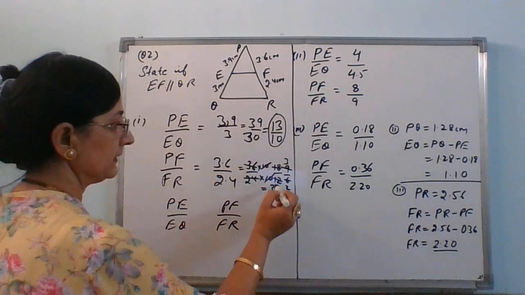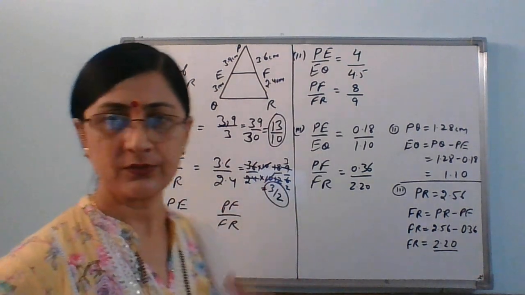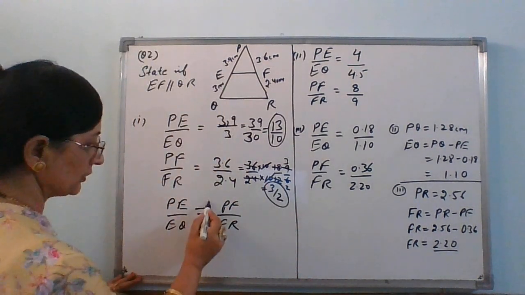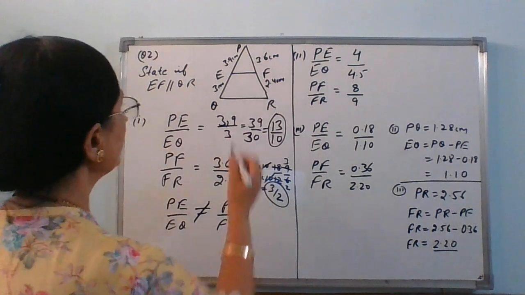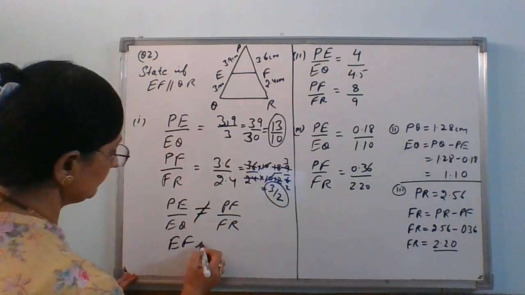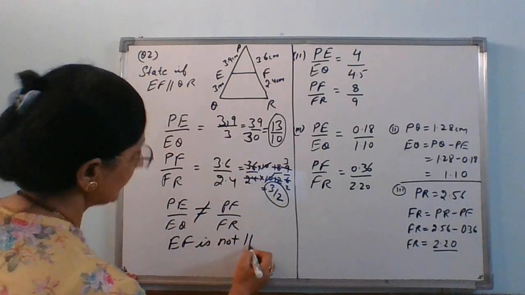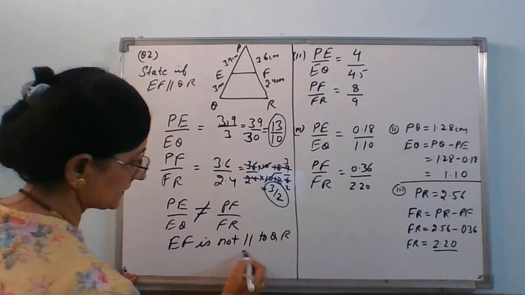So 13 by 10 is not equal to 3 by 2. So they are not in ratio. The ratios are not equal. So we will say that EF is not parallel to QR. This is parallel.